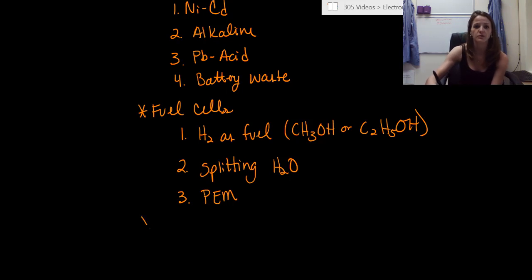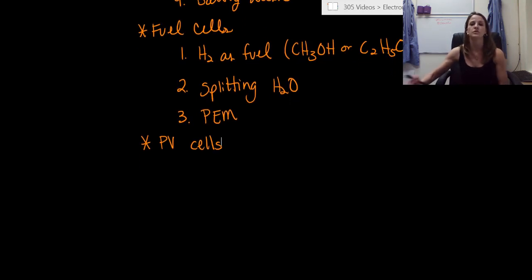After we talked about fuel cells, we moved on to a different type of cell, or a PV cell, or a photovoltaic cell. So now a photovoltaic cell is just when you take light energy that comes in, so your incident radiation from your sun, and you convert that to electrical energy. So for a PV cell, we focus on 3 main things. The first thing we did is we talked about the construction of it.